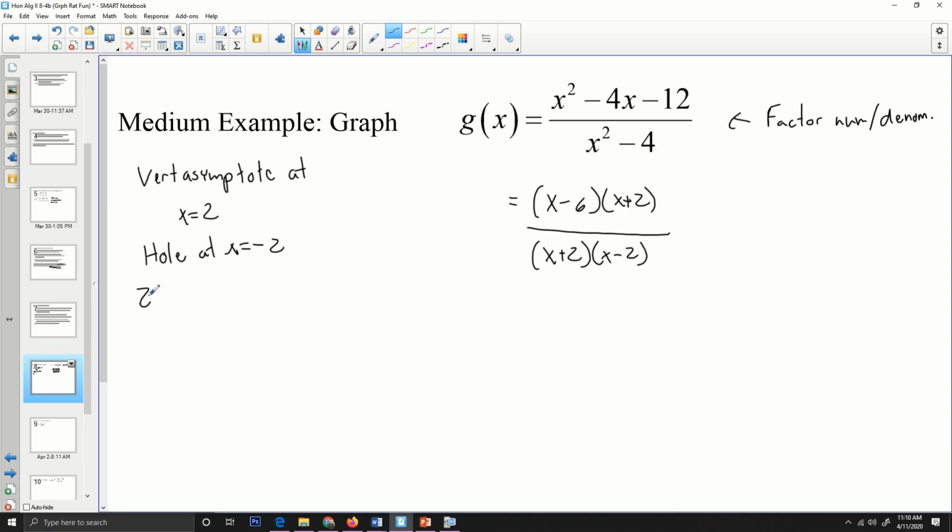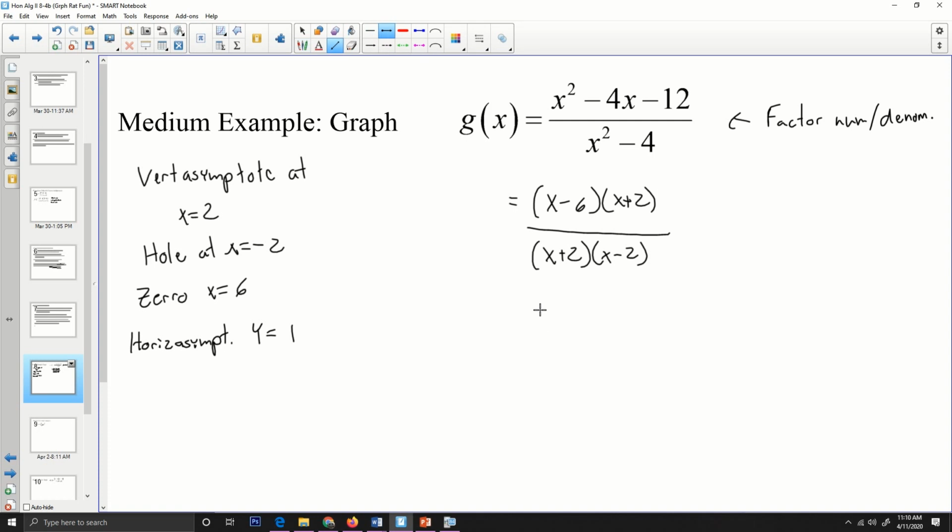at x equals negative 2, because that's where we still have a division by 0. And then we'll have a 0 at x equals 6, because x equals 6 makes the numerator 0. And then a horizontal asymptote. We look at the degrees. The degrees are both 2, so the ratio of the leading coefficients is going to be 1 over 1, which will give me the horizontal asymptote of y equal to 1.